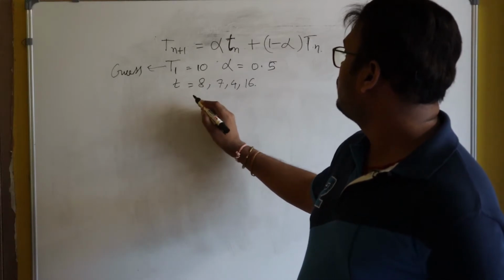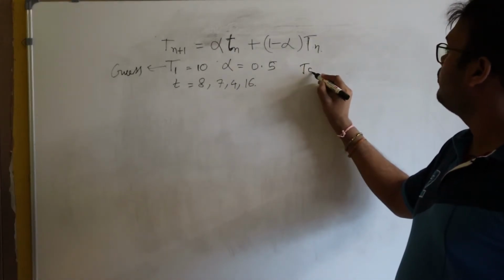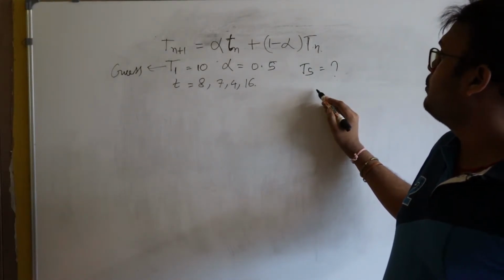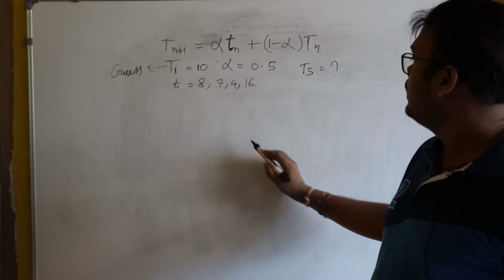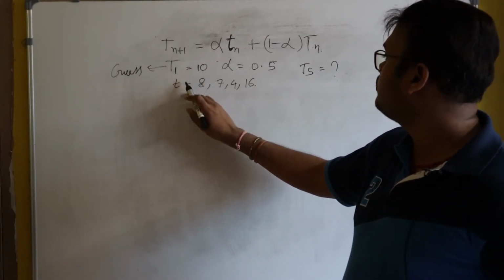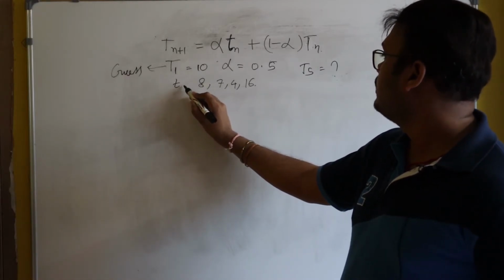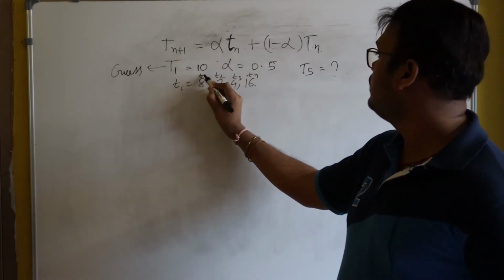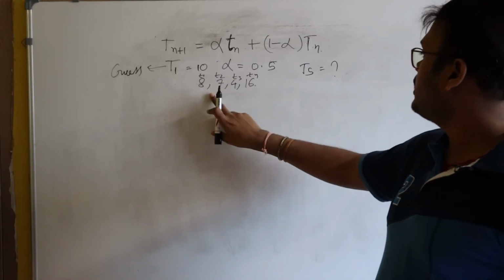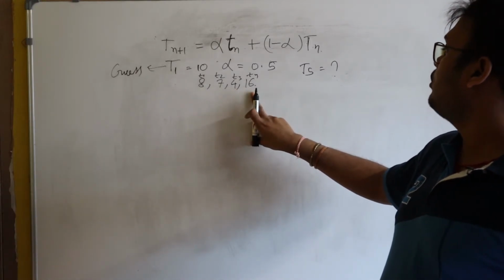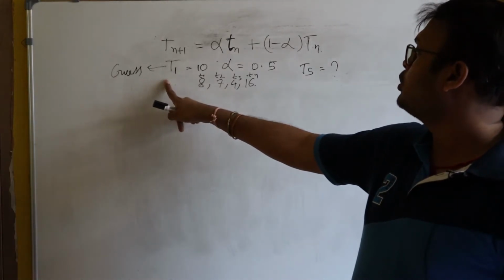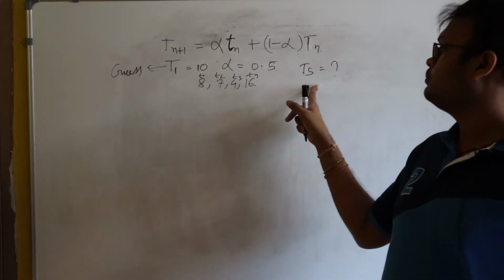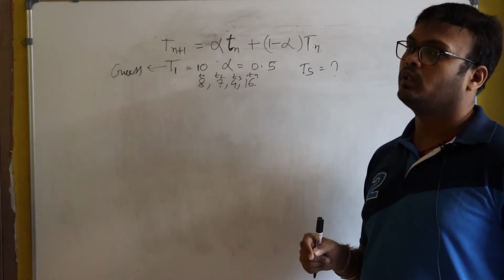And now the question is that we have to find out T5. It means we have to predict the burst time of process P5. Here the actual previous burst times of four processes are given: T1, T2, T3, T4. Based on the actual burst times of the previous four processes and also based on this initial guess, we have to guess the burst time of the fifth process.